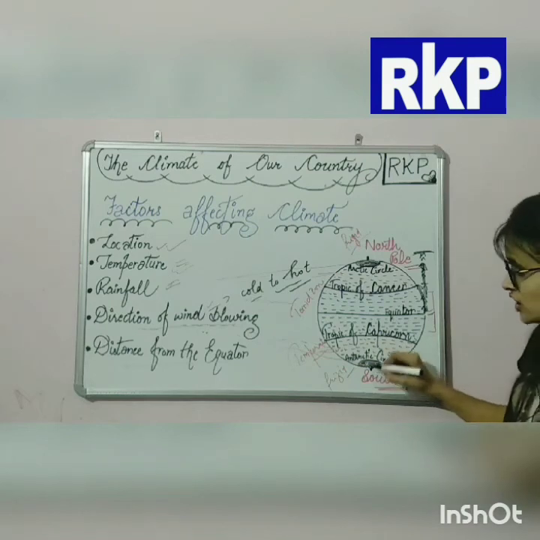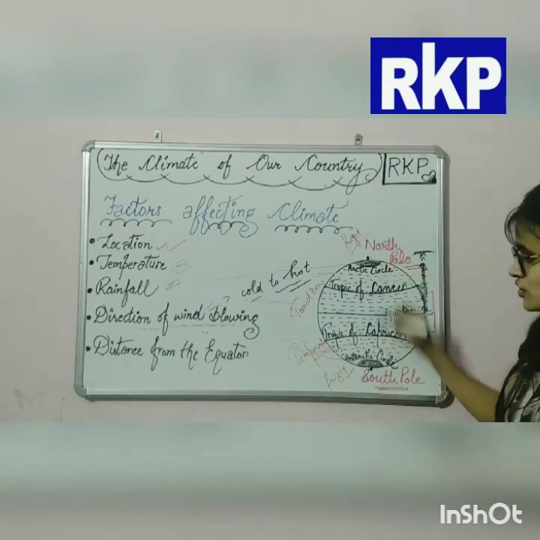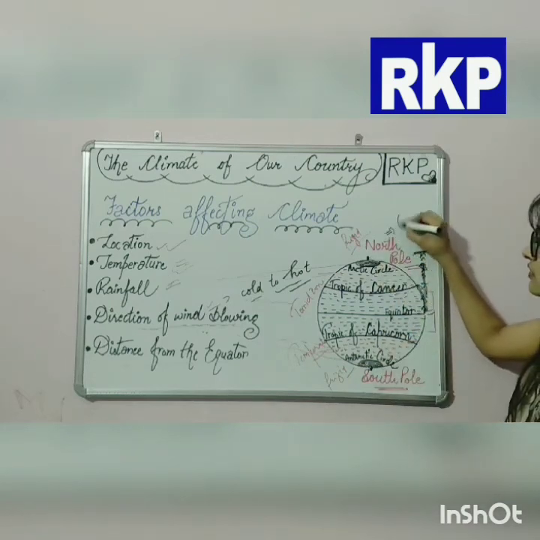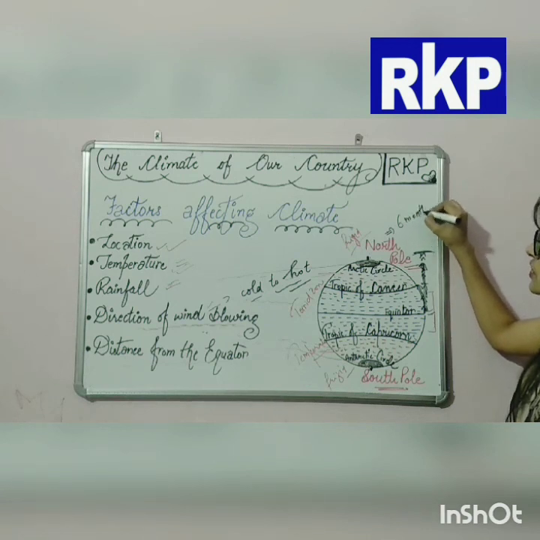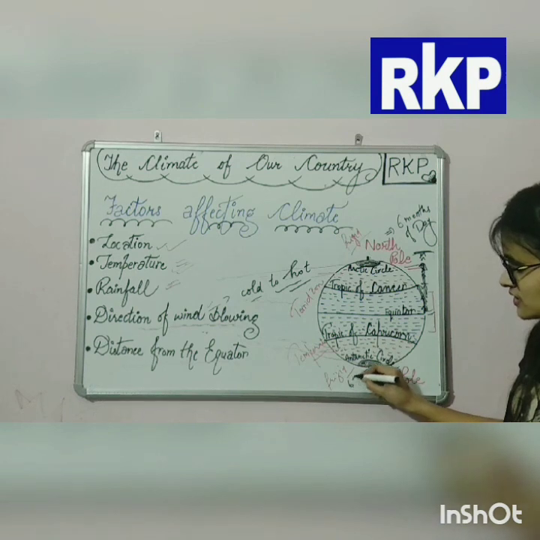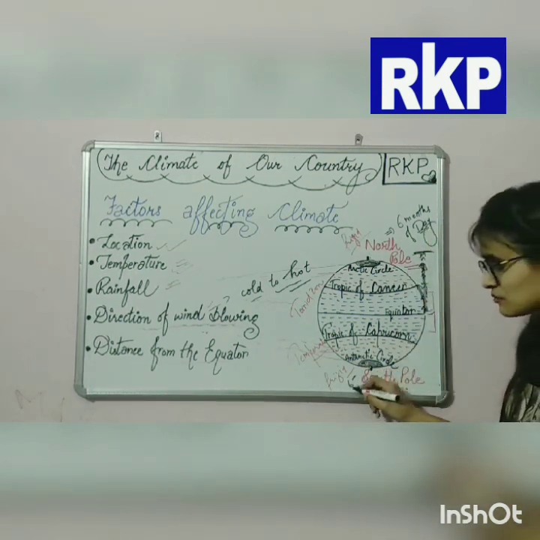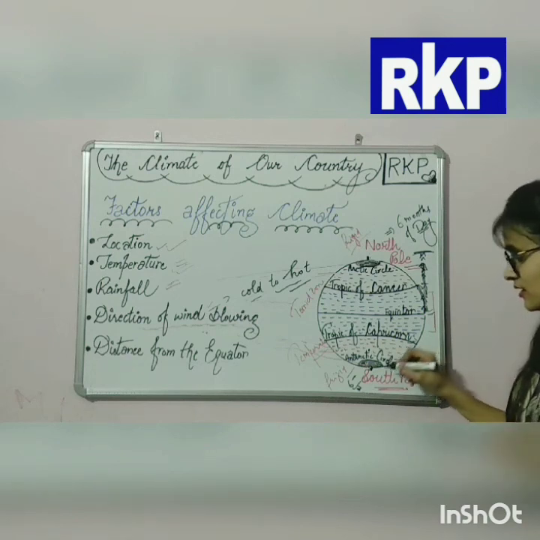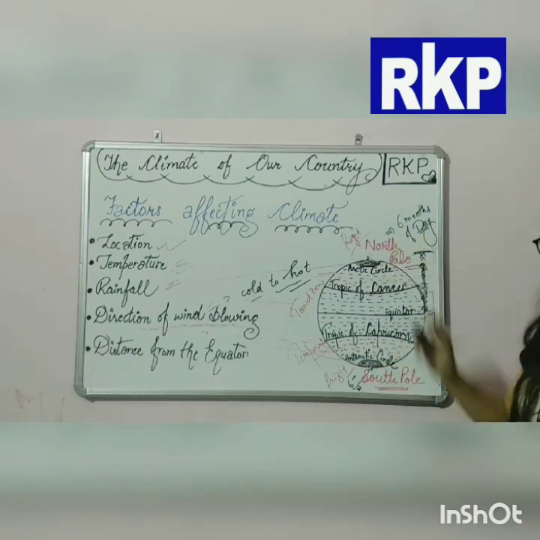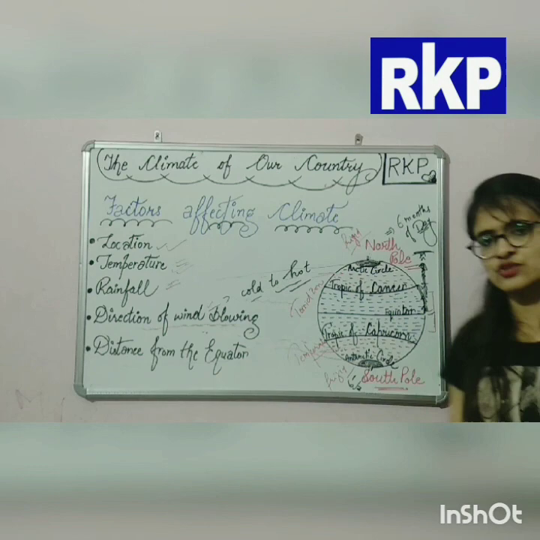And these two areas, the frigid zones, experience 6 months of day and 6 months of night. That will be in the frigid zone. I hope this is clear to you all now.